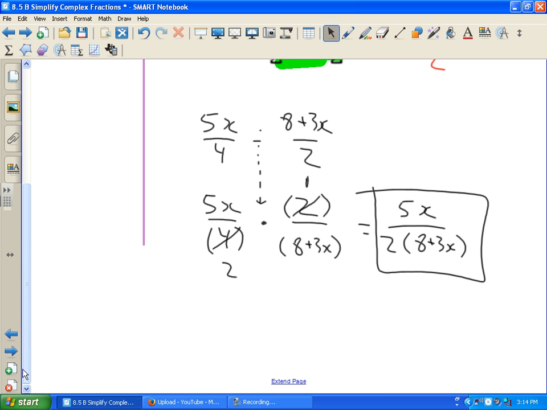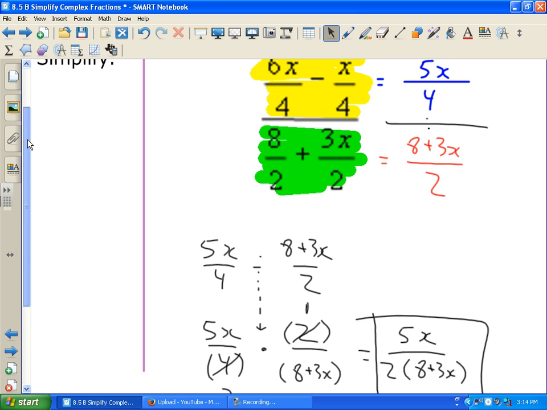Simplifying complex fractions. Simplify the top, simplify the bottom, and then divide. When we divide fractions, remember to multiply by the reciprocal. Make sure you handle that rewrite here. Change from division into multiplication, and multiply by that reciprocal. Okay?